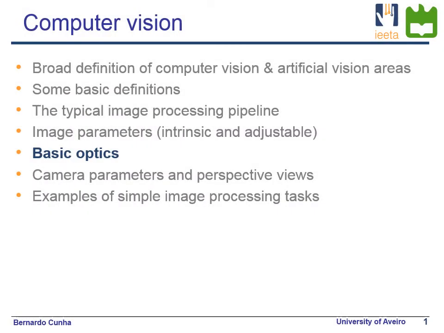So now that we have looked into the typical image processing pipeline and some of the image parameters, both intrinsic and adjustable, let's move on into a very basic introduction about optics. Optics, as we saw just at the beginning of this class, is one of the important parts that constitutes a computer vision system or a vision camera.